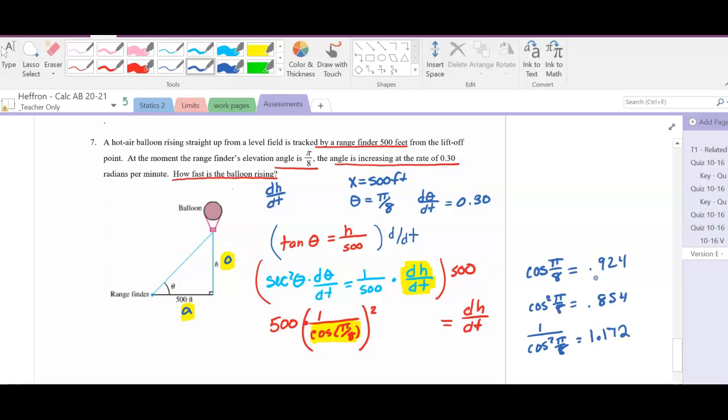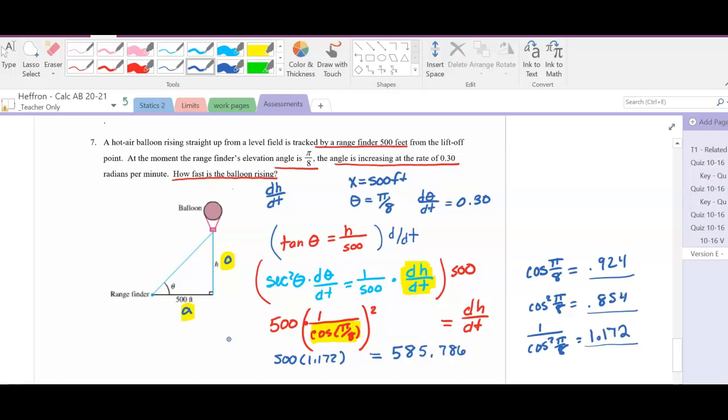Well, my cosine of pi over 8 is this 0.924 right off my calculator. I square it, I get 0.854, and then when I do 1 over that, I get 1.172. That's the number that I want. So I have 500 times that 1.172 gives me a dh/dt of 585. I'll stick with my 3 decimal places even though we didn't say.